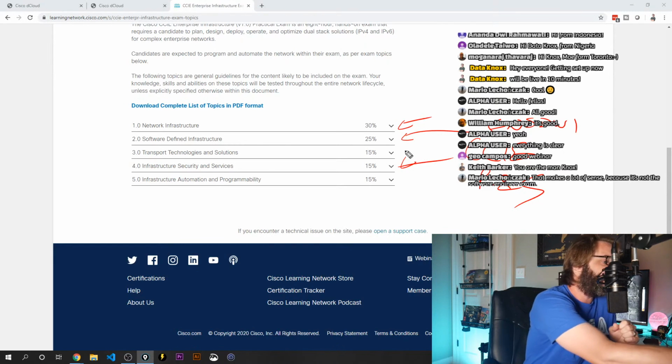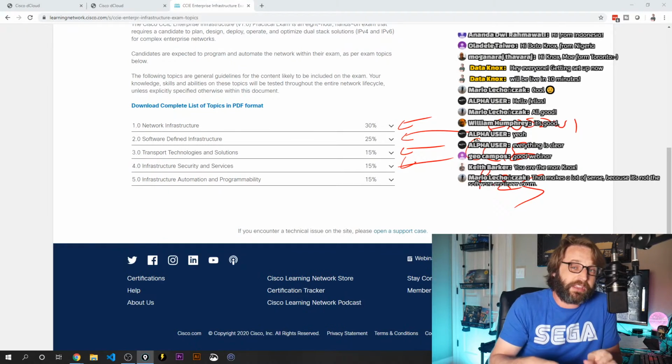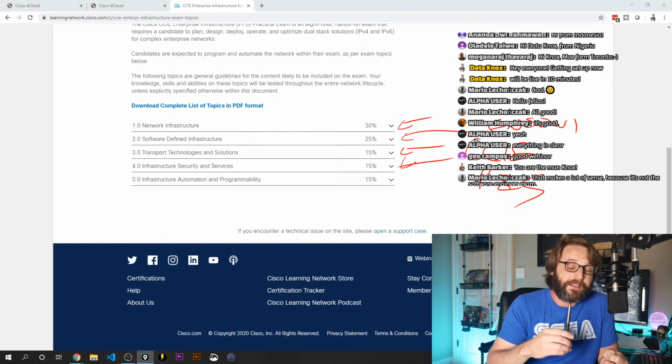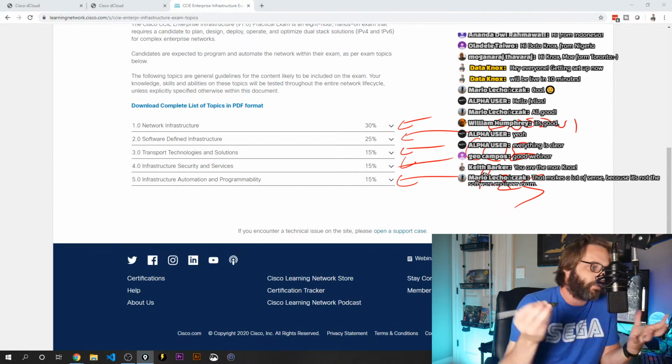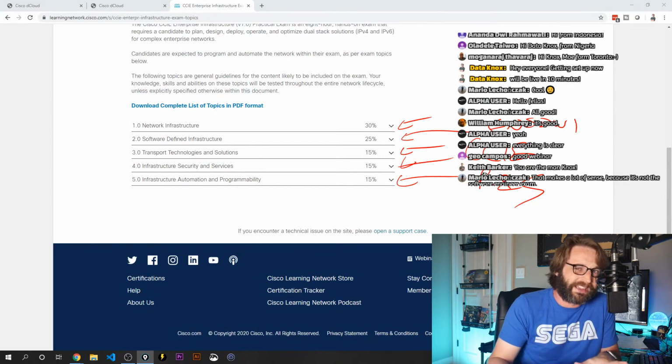The transport technologies, that goes back to that DMVPN thing. It's just troubleshooting DMVPN. FlexVPN is just design. And MPLS, I'm pretty sure, is going to be the deploy, operate, and configure. And then infrastructure and automation, we've kind of already talked about that. So my plan is staying the same at this point.